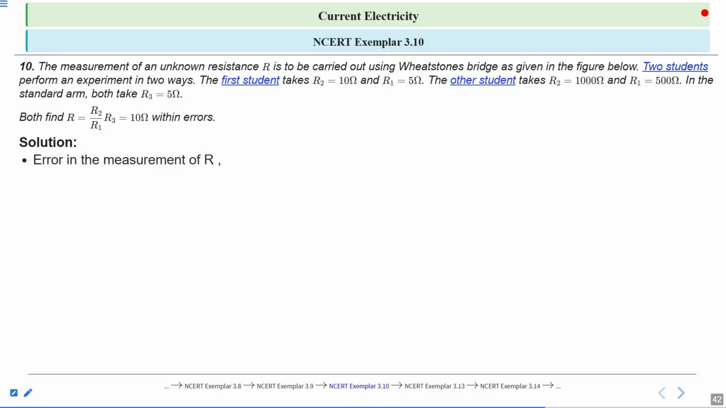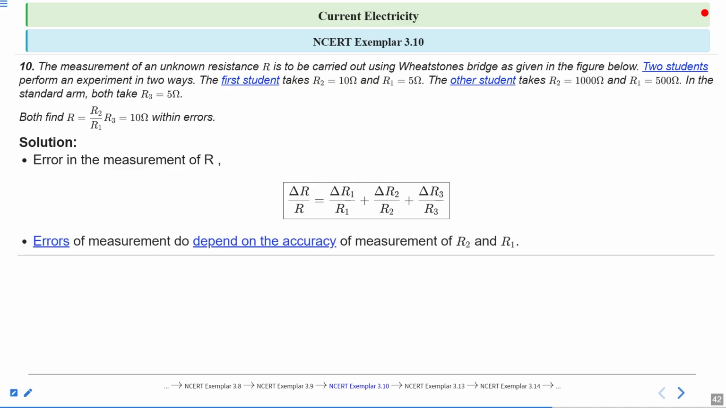So what is the error in the measurement of R? According to that formula, R equals R2 by R1 into R3, that is given in the question. So for error measurement, relative errors will get added. Okay, so delta R upon R, the relative error in the measurement of R, will be equal to the relative error in the measurement of R1 plus the relative error in the measurement of R2 plus the relative error in the measurement of R3. So errors of measurement do depend on the accuracy of measurement of R2 and R1.